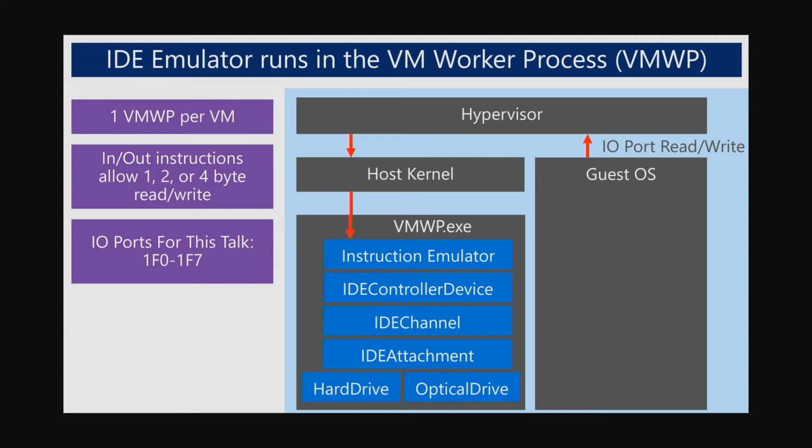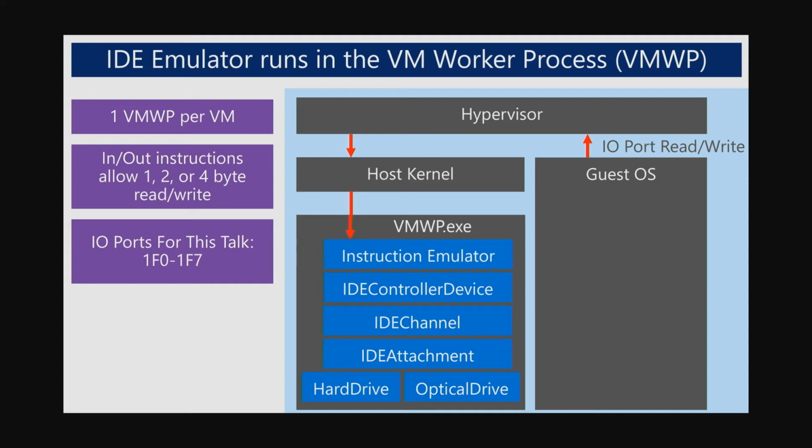Now, the VM worker process is where a number of components live. One of them is the instruction emulator, which is responsible for decoding this I/O port read or write instruction and determining what exactly you're trying to do. And then the instruction emulator will end up forwarding that on to the appropriate device emulator. In this case, we can assume that it is going to the emulated storage device emulator.